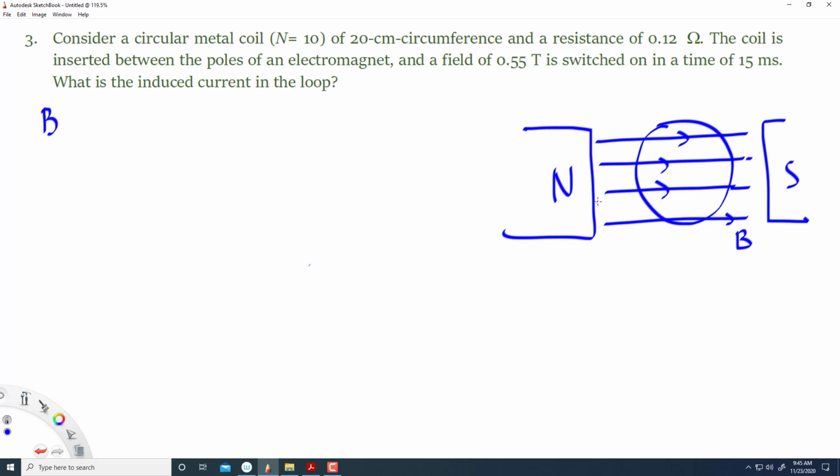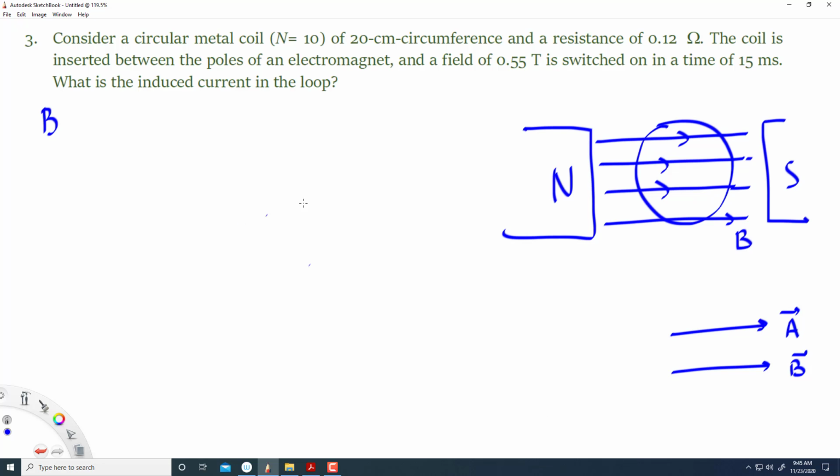And we are not changing the area. Area is constant. It doesn't say area is changing, and we are also not changing the orientation. It says it's just inserted between the electromagnet poles. It doesn't say the orientation, but we assume that area is that way and magnetic field is also that way, same direction. So there is no change in orientation or area.